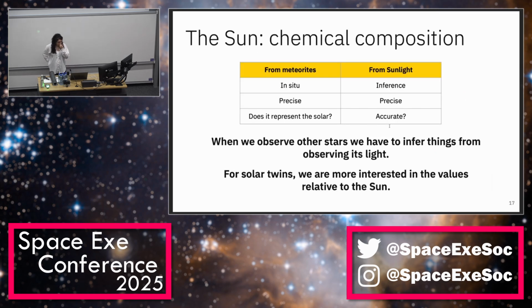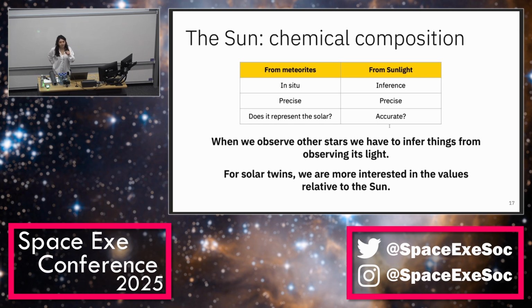For the sun, for example, we can measure the chemical composition in laboratories. So we have these meteorites, and we measure how much of each element we have in the meteorites. And we say that this reflects the amount of elements in the sun because they were all born together from the same cloud, so they are supposed to have the same chemical composition.